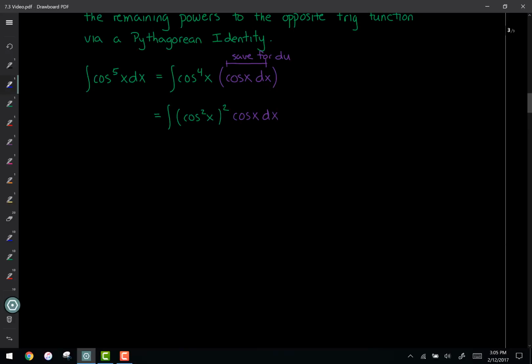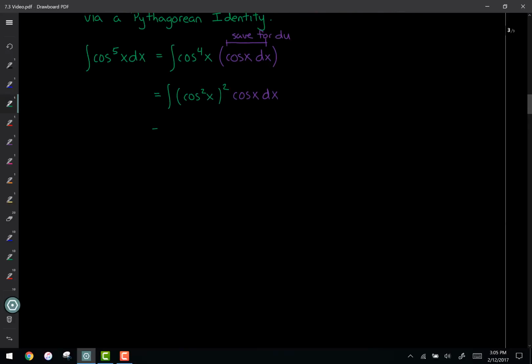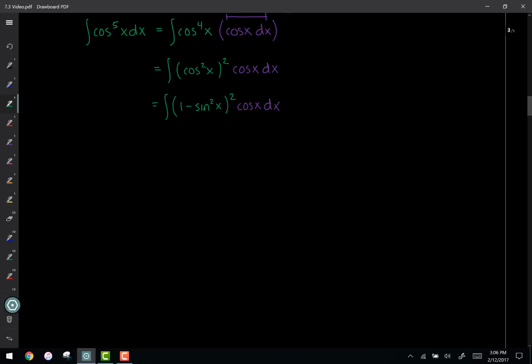Now, cosine squared is going to be 1 minus sine squared, so we'll have the integral of 1 minus sine squared x, squared, times our purple bit. That's still there. We haven't done anything with it yet. Now, what do you suppose we need to do for the next step? Well, I have 1 minus sine squared, squared, so we need to expand that green stuff out.